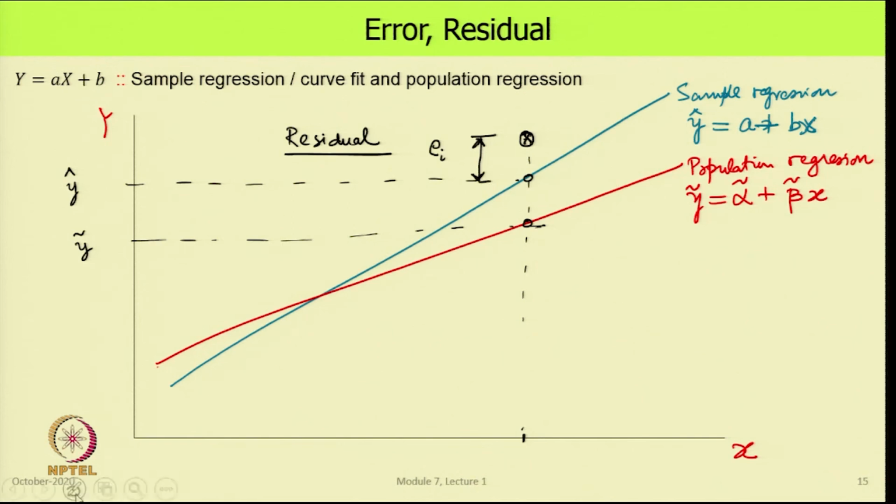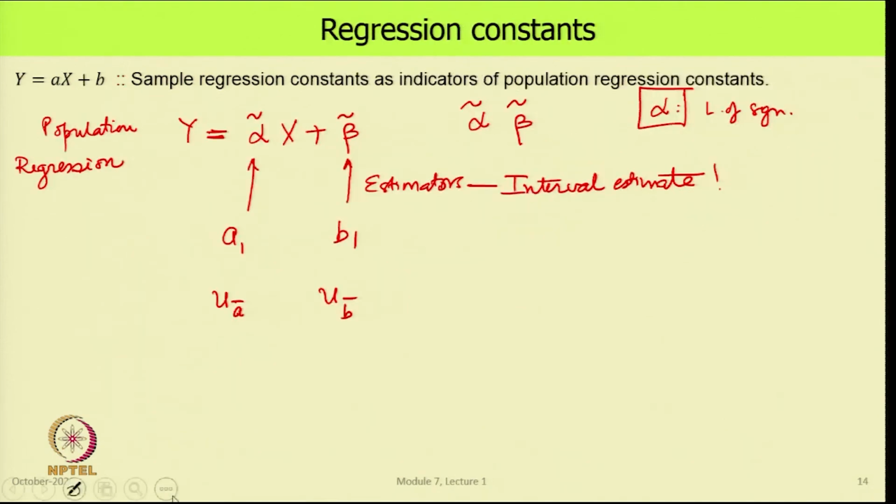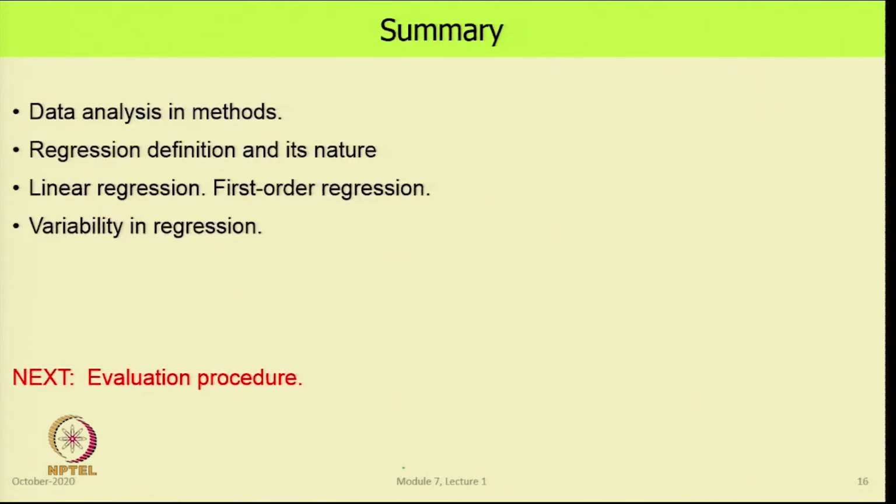And we define one more, the difference between this and the population regression value, this we denote as epsilon i. And e_i is an estimator of epsilon i, and they both follow a statistical distribution, and that gives us a lot of valuable information in what we want to do. So, what we have seen here, this expression. So, in developing the regression constants, so with that we come to the end of this lecture.